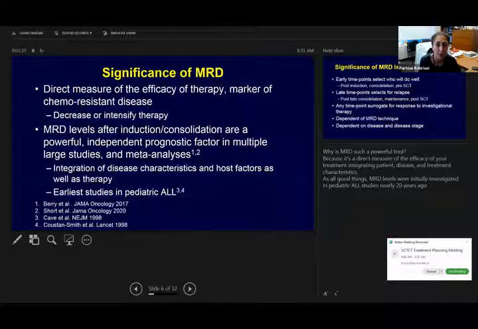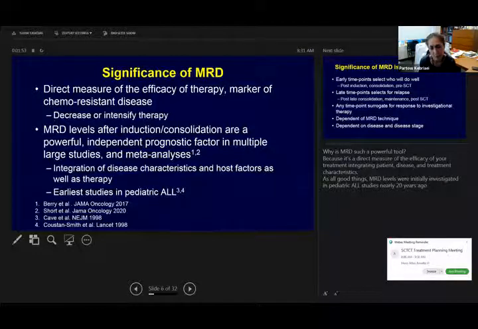When we talk about the significance of MRD, we also have to remember at which time point in the treatment plan of the patient we're using MRD. When we use MRD early in therapy, it is a tool that really may allow us to either intensify or decrease the intensity of the therapy, whereas when we talk about MRD at later time points, for instance, prior to stem cell transplant, it really is a surrogate of subsequent relapse.